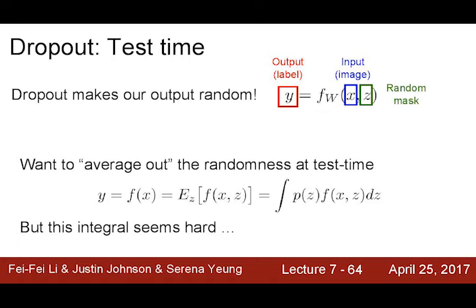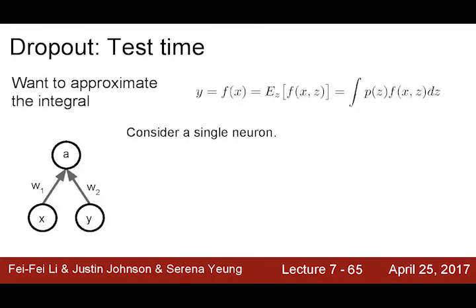따라서 우리는 테스트 타임에서 랜덤니스 값을 평균을 취하는 것을 원할 수 있습니다. 그러나 이러한 인테그럴 값을 구하는 것은 쉬운 문제가 아닙니다. 따라서 인테그럴의 근사값을 구하도록 합니다. 먼저 싱글 뉴런의 사례를 보겠습니다. 테스트 타임에서 a의 기대값은 w1x 더하기 w2y입니다.